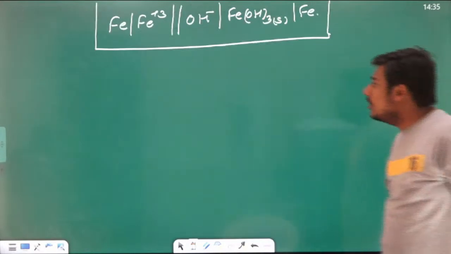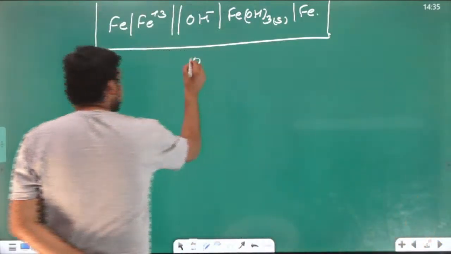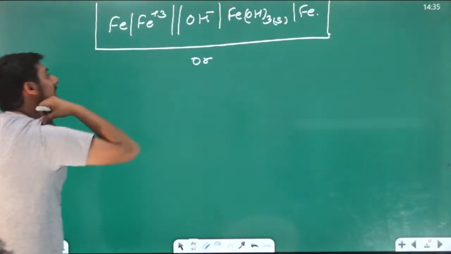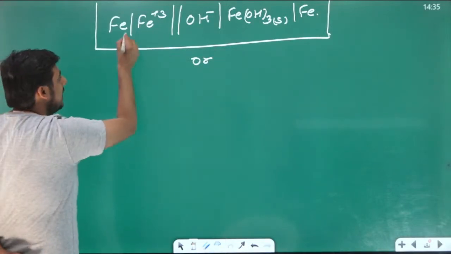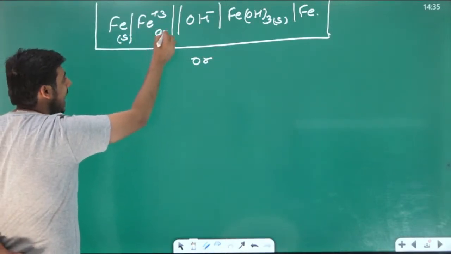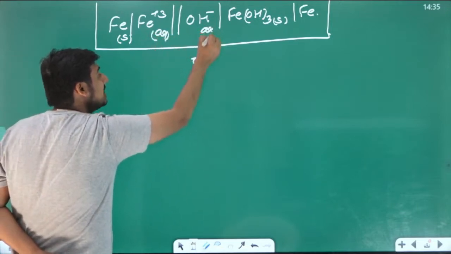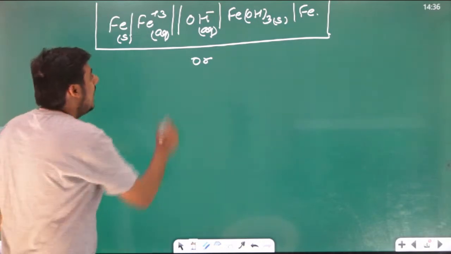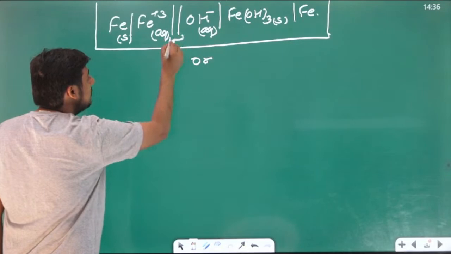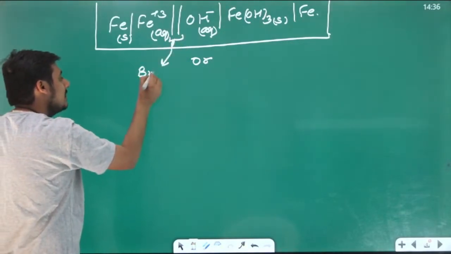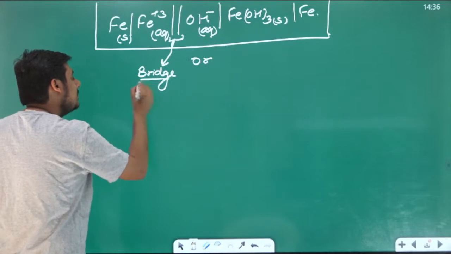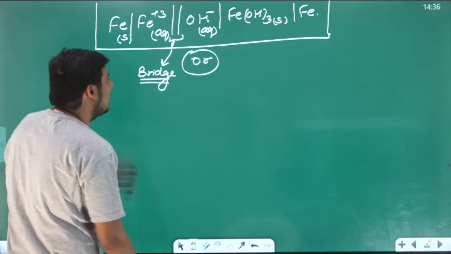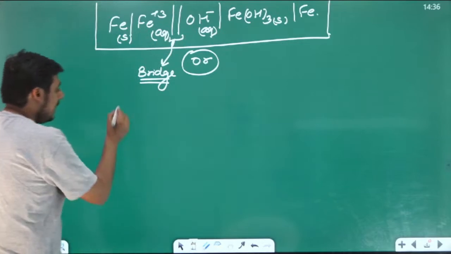In some books or in some examinations, the examiner may write this representation in a little bit different form. Here Fe is solid, Fe3+ is aqueous, and OH- ions are aqueous. Ions are always aqueous in electrochemistry because ions are more stable in their aqueous state rather than in solid or gaseous state. You will never find an ion in solid or gaseous state. You will just find them in aqueous state. And these two parallel pipes represent my salt bridge. Sometimes the examiner may also write the exact same representation in the following manner.